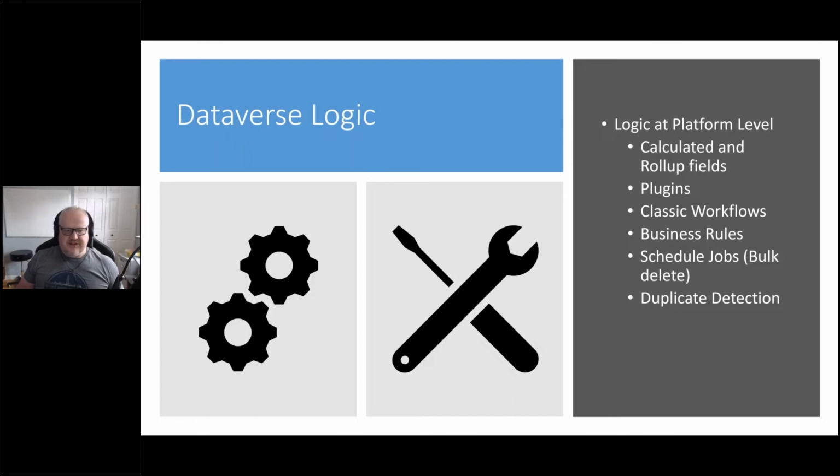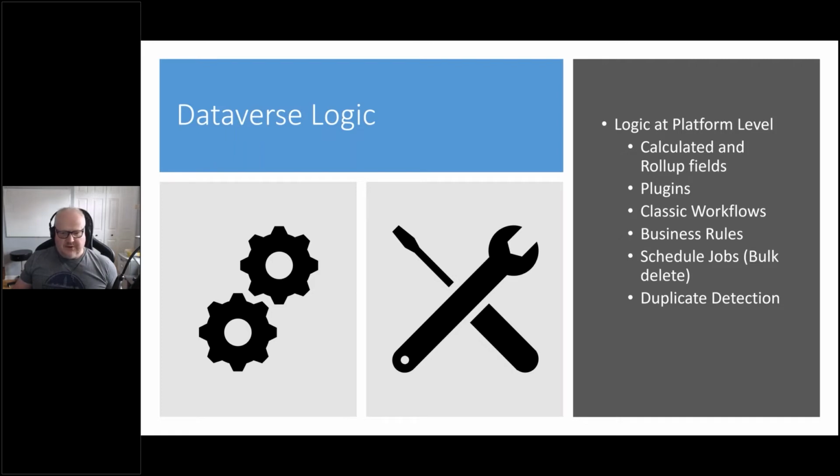There are business rules, which can do things like hide and show different forms and fields, or make data required if this other piece of data is above a certain threshold level. We can also do scheduled jobs, for instance a bulk delete if we want to remove or archive historical data over time. And it also has built-in things like duplicate detection. So you can set the duplicate detection rules. As soon as you add another contact to your Dataverse, there'd be a pop-up window that says, this person has the same email address as this person. Are you sure you want to create this record? Those are pieces of logical functionality that are built directly into the platform.